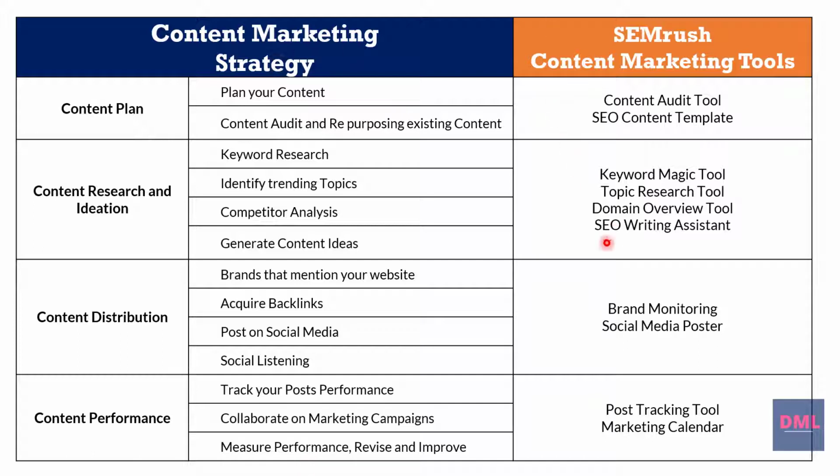Then we mapped the SEMrush content marketing toolkit with the activities that we perform. For example, for content planning we have tools like the content audit tool and the SEO content template. For content research and ideation we have tools like the keyword magic tool, the topic research tool, the domain overview tool, and the SEO writing assistant. For content distribution we have brand monitoring and social media poster, while there are tools like the post tracking tool and a collaborative tool called marketing calendar that helps us track the content performance. Guys, we'll be discussing these tools in detail in a few minutes from now.